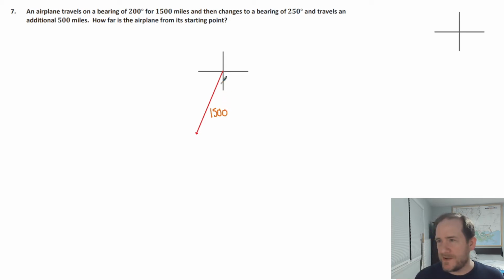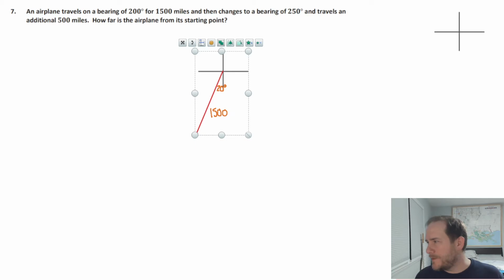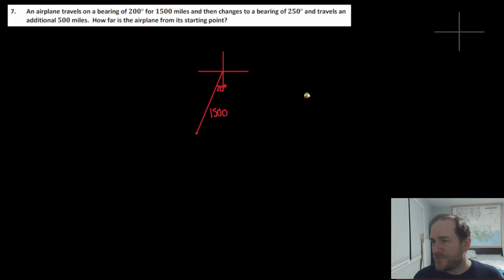And I should mark the angle as well as being 20. And the anal retentive among us are going to want it all to be red. Except for this. Shoot. Although, I like that black background. We're going to stick with that, which means the north, south, east, west stuff will be white.